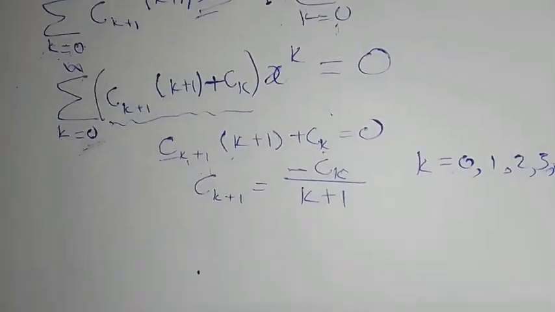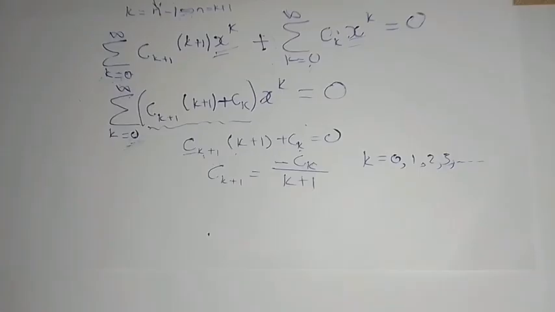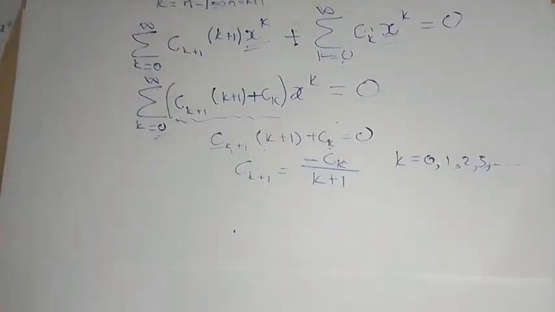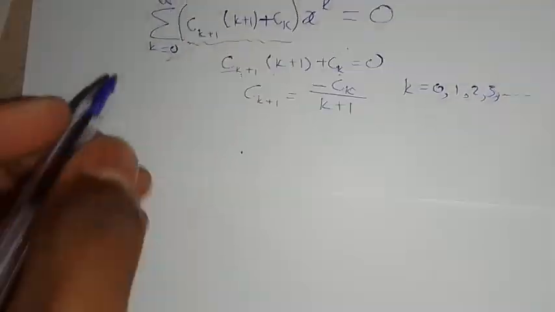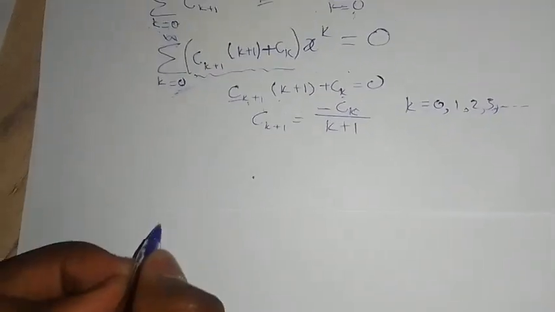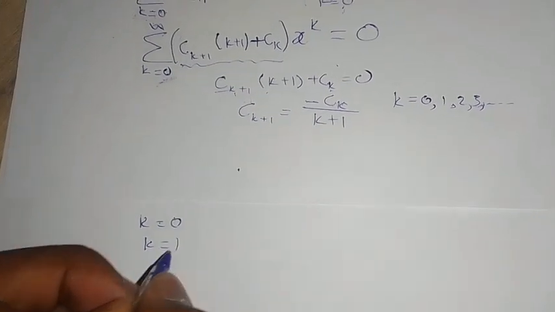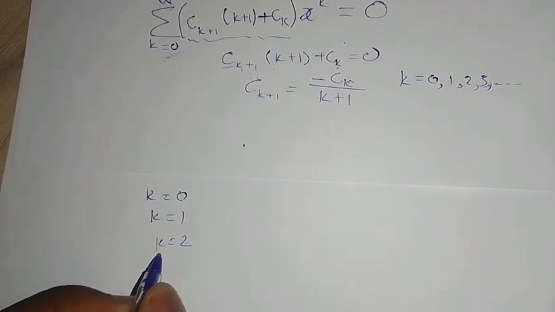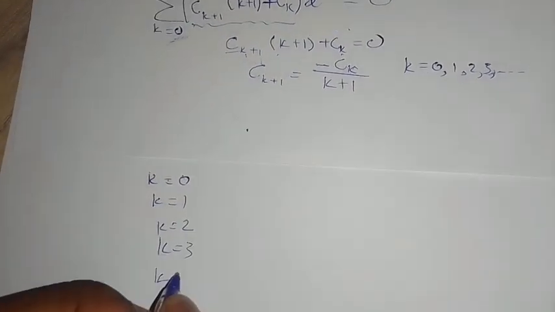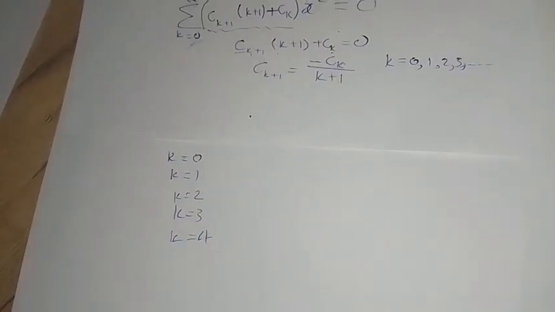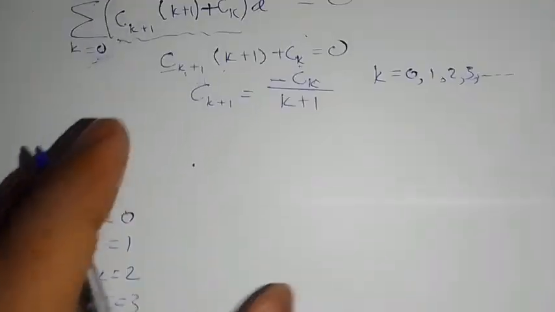Okay, so let's proceed. Let's start with k equals 0. If k equals 0, and we have k equals 1, k equals 2, k equals 3, and we can progress like that. Let me go up until k equals 4 and see if we can get a pattern there.